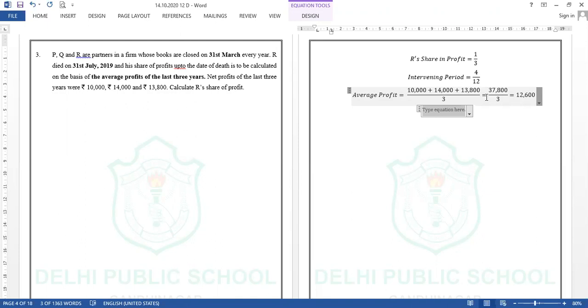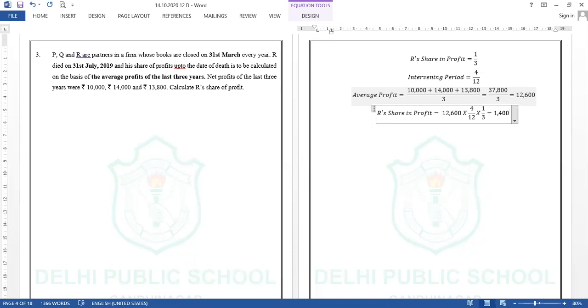Now R's share in profit will be equal to 12,600, the average profit. Average means it is for the full year. We need it for the intervening period, which is 4 months, and we need the share of R, which is 1/3. Can anyone calculate this? 1,400. 12,600 times 4/12 times 1/3, that is divided by 9, gives 1,400.